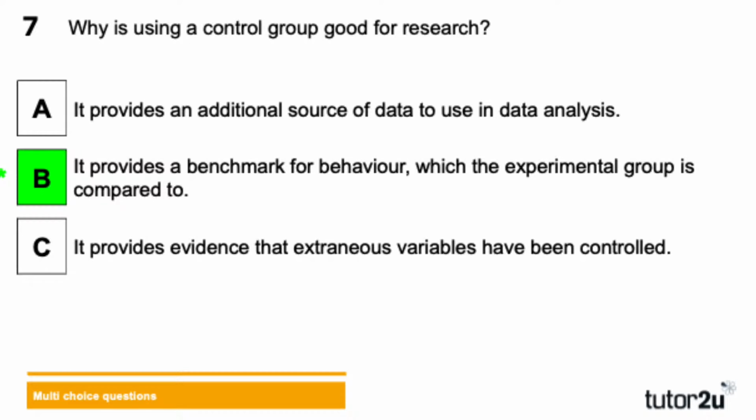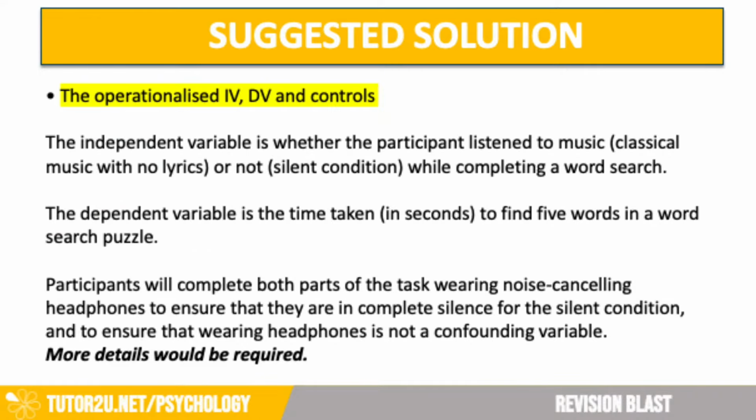Excellent, really, really good. So, just by that, you can see that you understand this question, the operationalise IV, DV, controls. If we go back to the question here, so we've got a suggested answer here. So participants will complete both parts of the task wearing noise cancelling headphones to ensure they're in complete silence for the silent condition, and to ensure that wearing headphones is not a confounding variable. So it's really important.